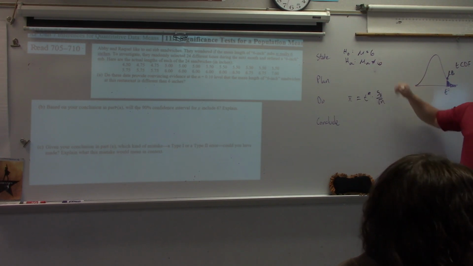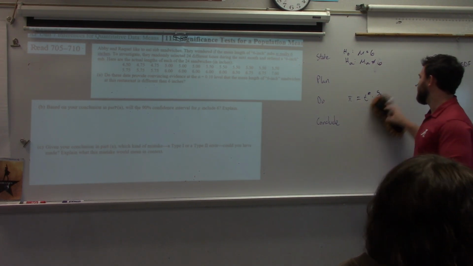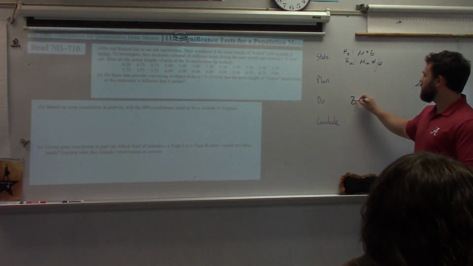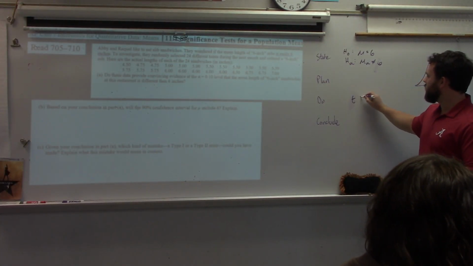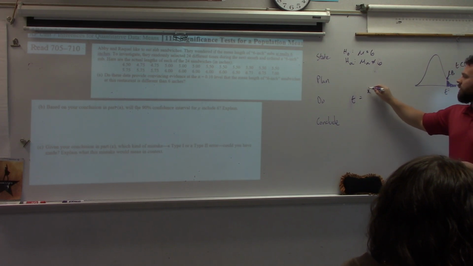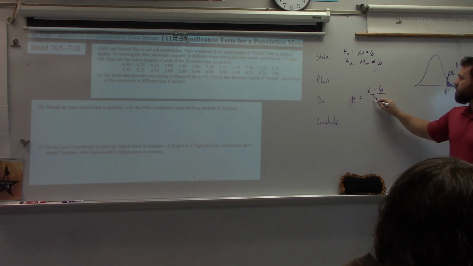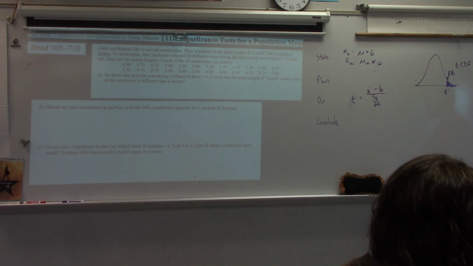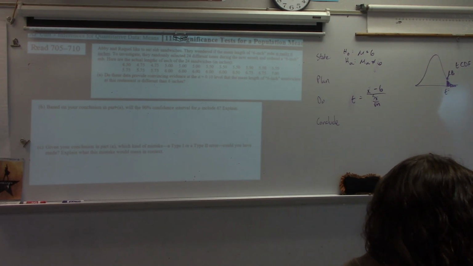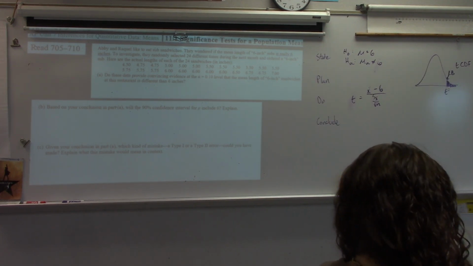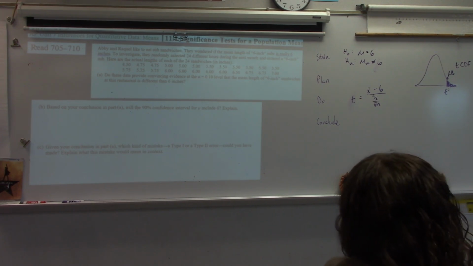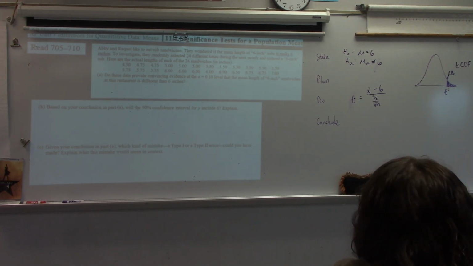Now, remember what the calculator spits out. I don't know why I put a confidence interval here. T is equal to whatever the sample mean is minus that hypothesized mean of 6. And so whatever p-value the calculator spits out is the correct p-value. You don't need to double that. Even if it's two-tailed, it's still going to be correct, because the calculator knows that it's two-tailed, since you put the alternative that's not equal to.